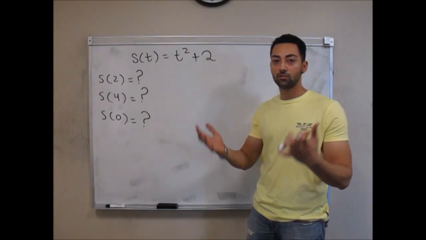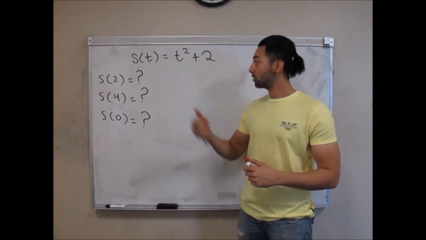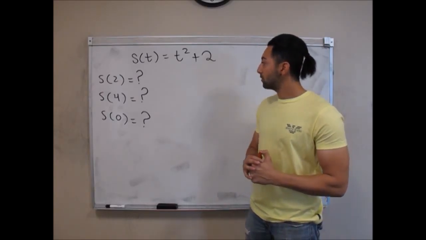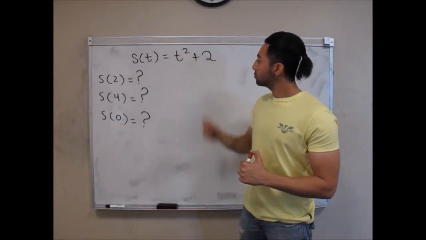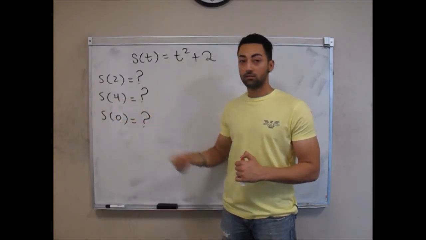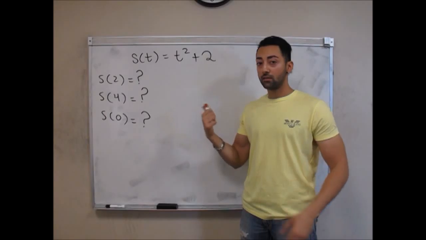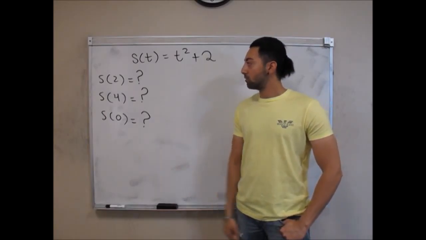Okay, if you found the function notation to be easy to understand, great. If not, we're going to do a bunch of examples, so hopefully we get a better understanding of it. So here we have a function, s of t equals t squared plus 2, and they want us to evaluate the following: s of 2, s of 4, and s of 0. Before I attempt this, why don't you go ahead and give it a shot. Go ahead and pause it, and then come back.